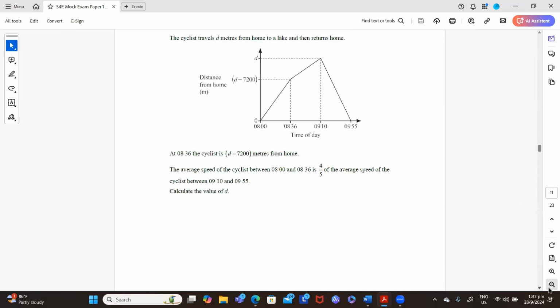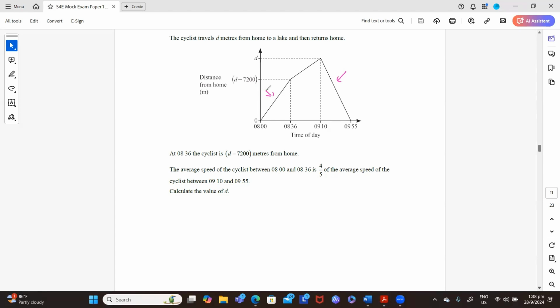Okay, next one. So based on this distance time graph, it says that the average speed of the cyclist between 8 a.m. and 8:36 is 4/5 of the average speed of the cyclist between 9:10 and 9:55. So what it means is, if I take the speed of this as a fraction over the speed of this, I'll get 4/5. Okay? So how do you find the speed of this?